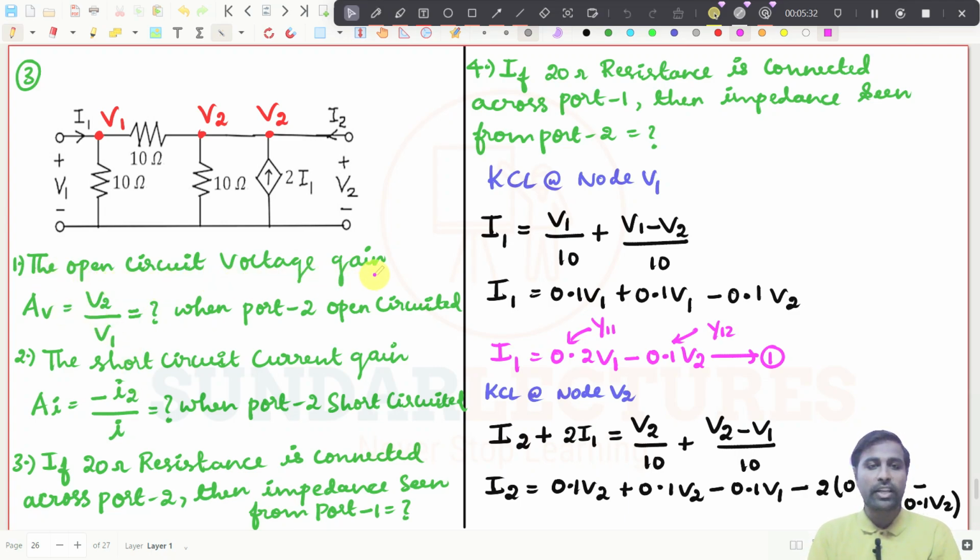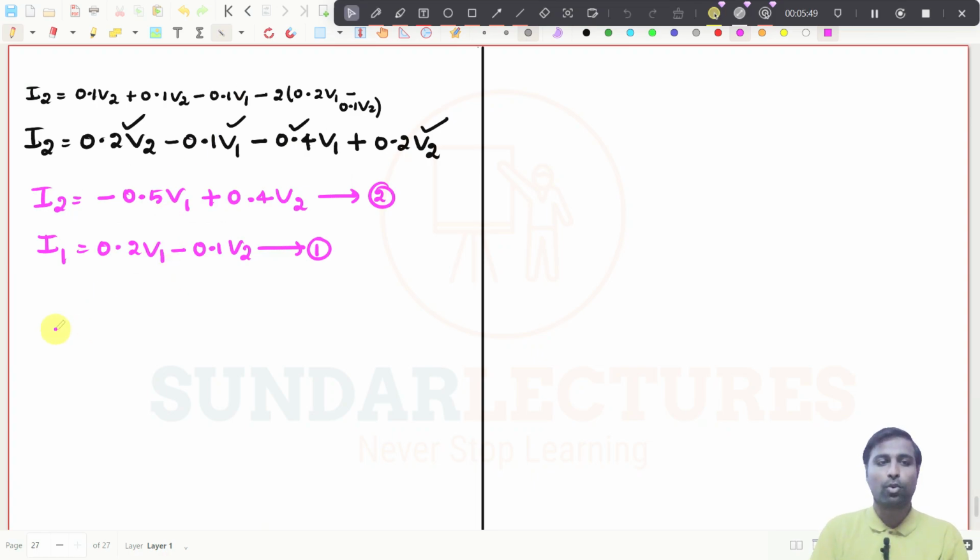The open circuit voltage gain, we are considering it to be AV is equal to V2 by V1. When port 2 is open circuited, then obviously what happens? I2 becomes 0. I2 becomes 0 and we need to find V2 by V1. So what is the first condition? First condition, we need to find AV, that is the voltage gain V2 by V1, with I2 equal to 0, right? I2 equal to 0. So if you make I2 equal to 0 and from equation number 1, what will you get?